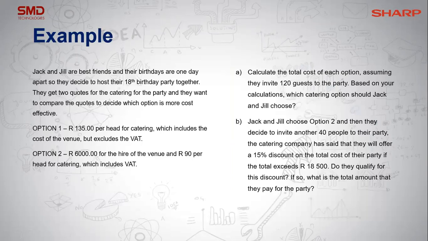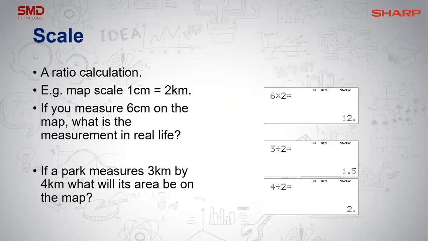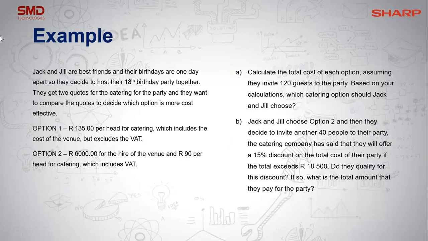So I put in an example, which actually comes from a worksheet that we've created. Jack and Jill are best friends and their birthdays are 1 day apart, so they decide to host their 18th birthday party together. They get 2 quotes for the catering for the party, and they want to compare the quotes to decide which option is more cost effective.